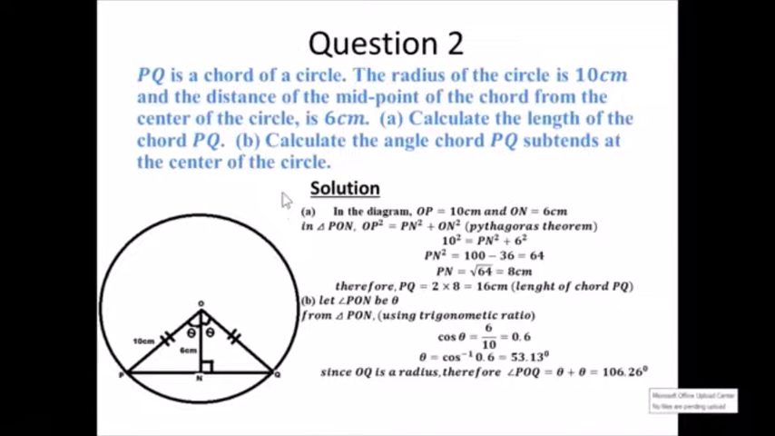Now we can solve this question, which is related to the midpoint theorem. The question says that PQ is a chord of a circle. The radius of the circle is 10 centimeters, and the distance of the midpoint of the chord from the center of the circle is 6 centimeters.